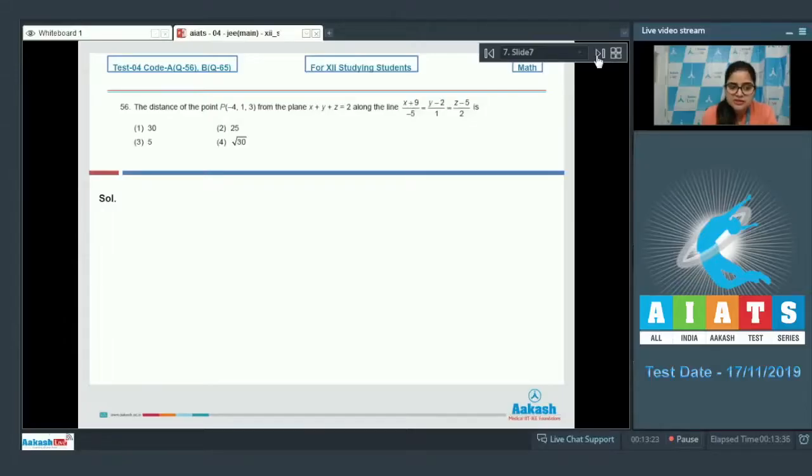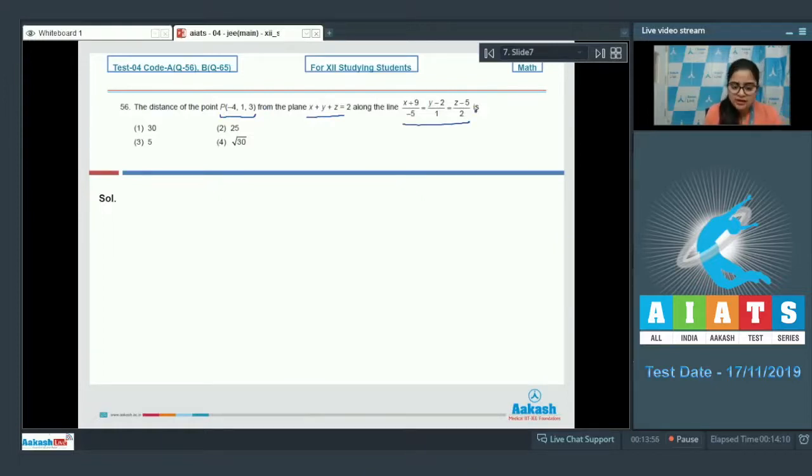Question number 56. The distance of point P (-4, 1, 3) from the plane x + y + z = 2 along the line (x + 9)/(-5) = (y - 2)/1 = (z - 5)/2 is. So, the question is asking the distance of this point from this plane along the line given.